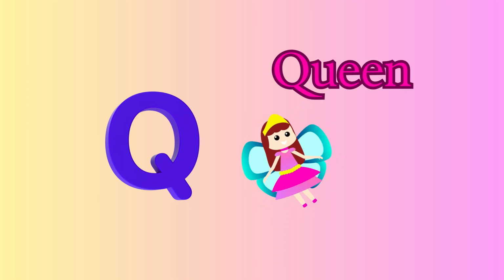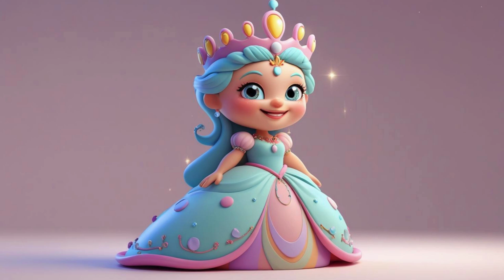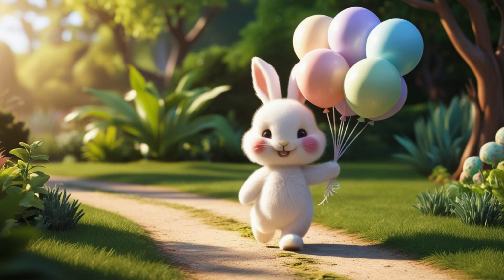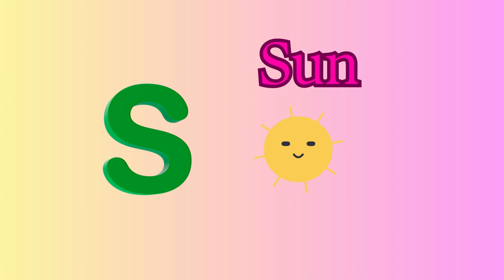Q is for queen, Q, queen. Pretty queen. R is for rabbit, R, rabbit. Happy rabbit. S is for sun, S, sun.